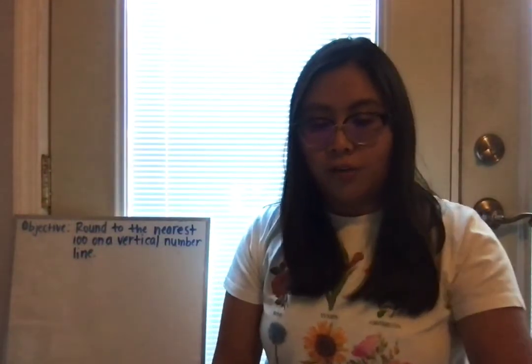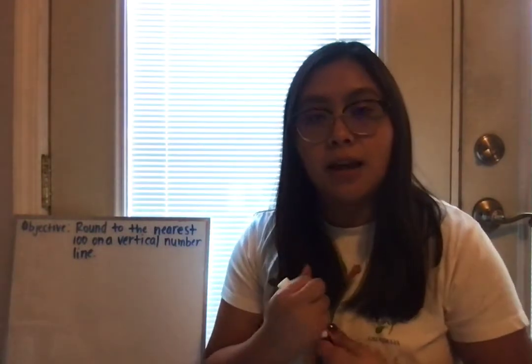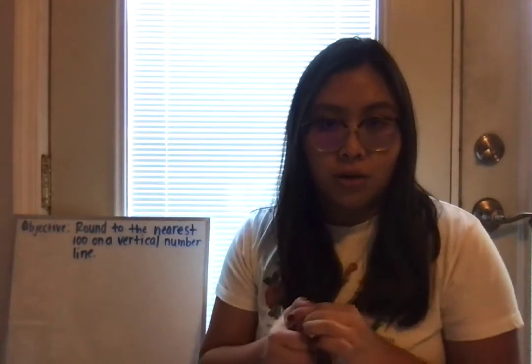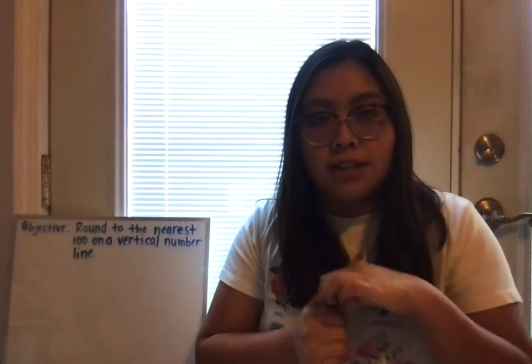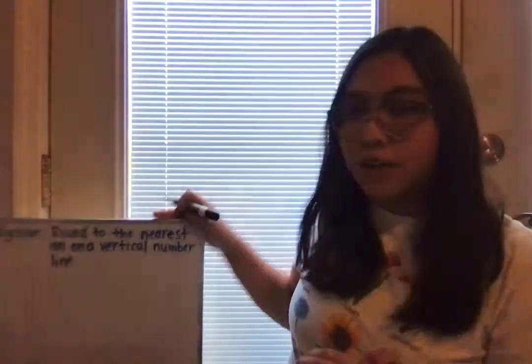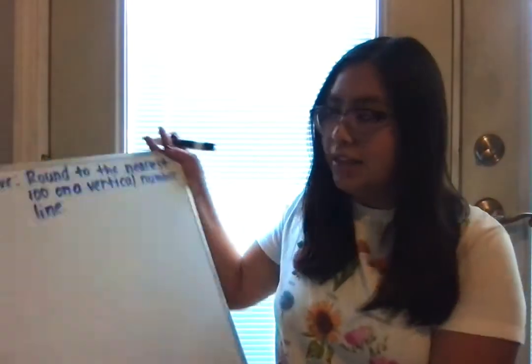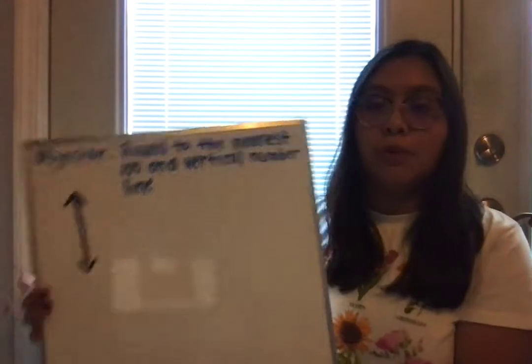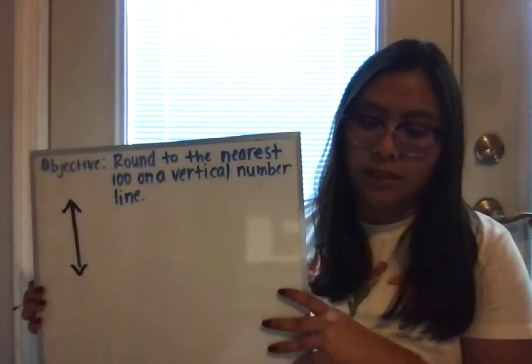Okay, so in order for us to do that, we will be reviewing what vertical means. So first of all, does anyone know which way vertical goes? Yes, so vertical means you go up and down, okay? So we will be making our number line go up and down. So this is what a vertical number line will look like. So we will be working with vertical number lines, okay?